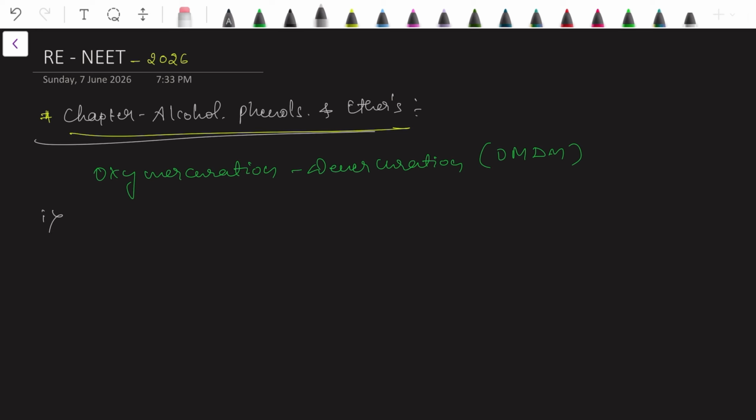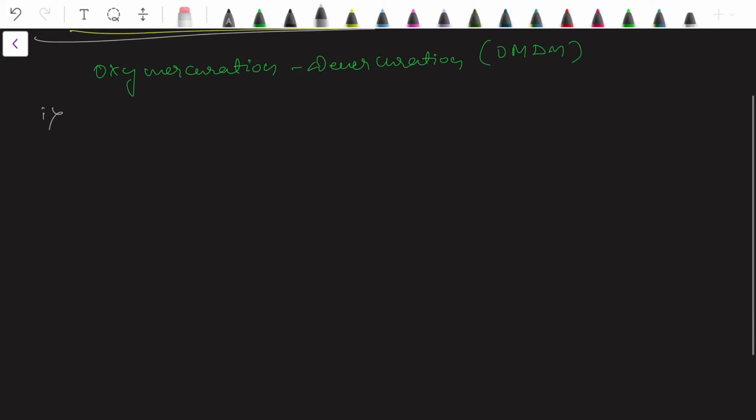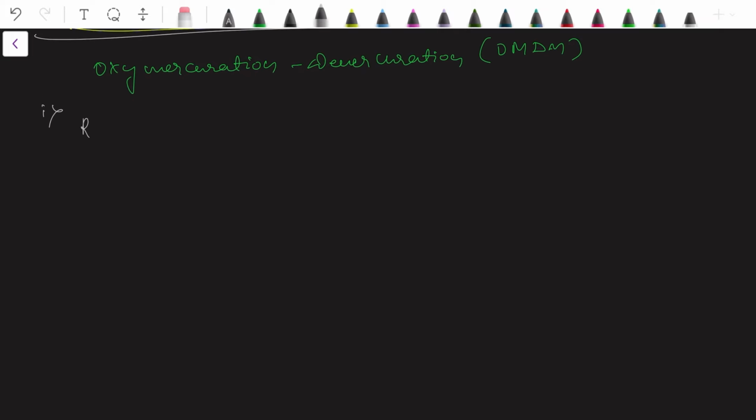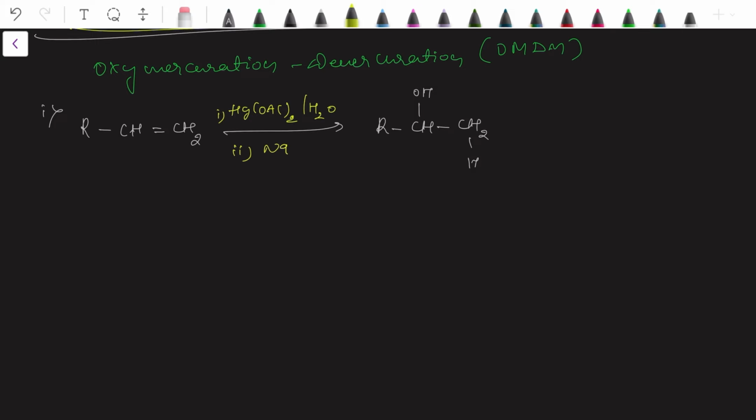I will just explain based on the reactions only. First, try to understand what this is. In this oxymercuration-demercuration reaction, we are trying to convert the alkene into an alcohol derivative. You may think that it is only this much of a reaction, yes, this much only, but based on the mechanism they may ask. Reagents are important. Here we are going to use mercuric acetate in the presence of water, along with sodium borohydride, NaBH4.